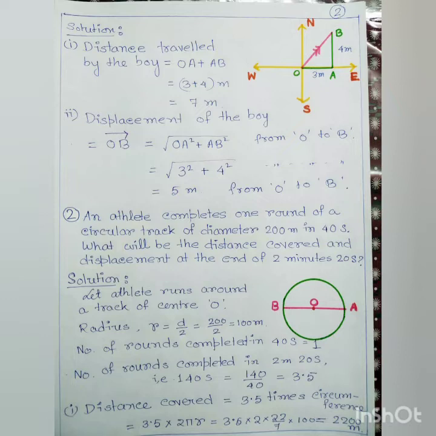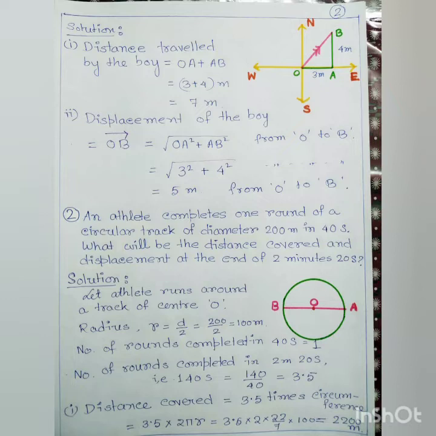So see, here the athlete runs around a track of center O with diameter 200 meter, means radius of the circle is 100 meter. Now after 2 minutes 20 seconds, we have to first calculate during this time what distance the athlete will cover. So 2 minutes 20 seconds means 140 seconds.